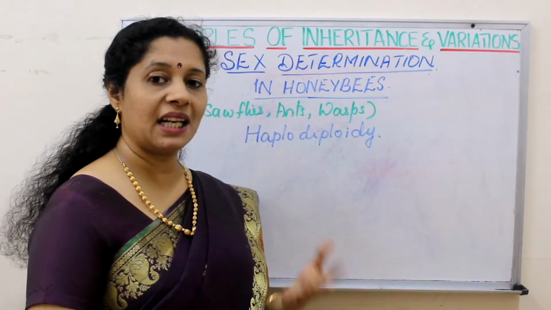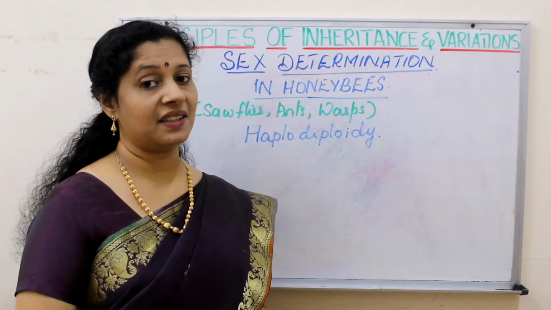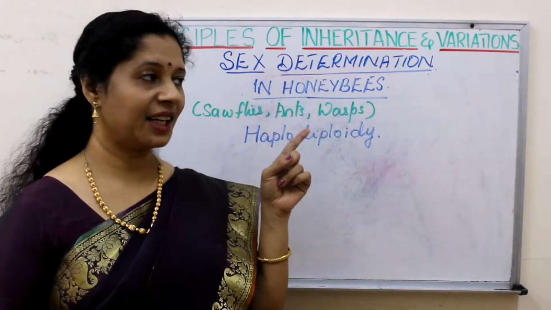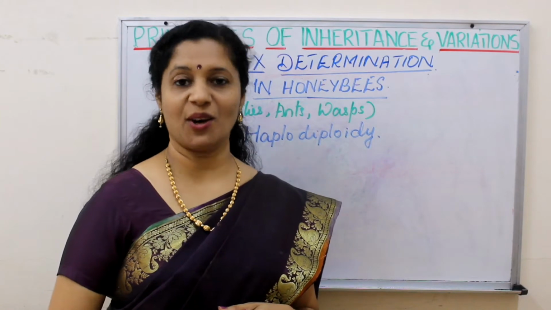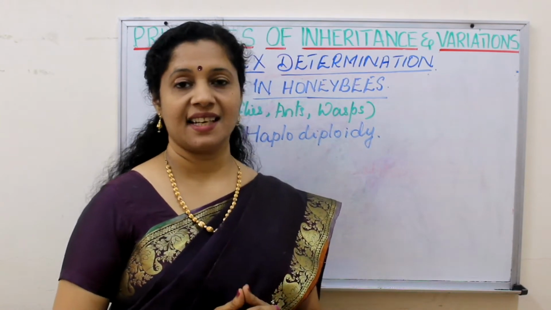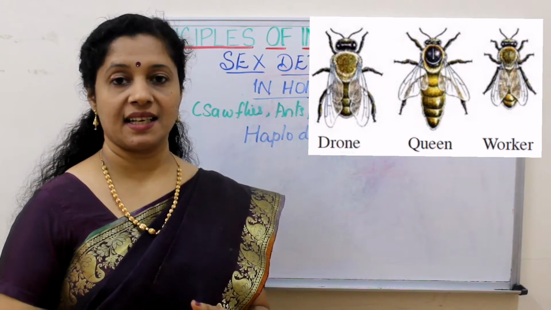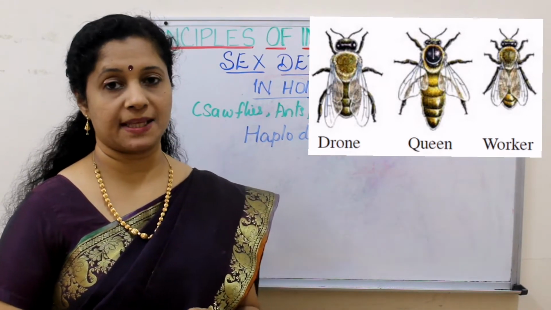But before we dwell into the details of this sex determination mechanism, let us try to have a basic idea about the colony of honeybees. Here you can see three different types of honeybees. In a honeybee colony, we know they live in colonies, and we can see these three different types of insects. The first is the drones, second is the queen bee, and then the worker bees.